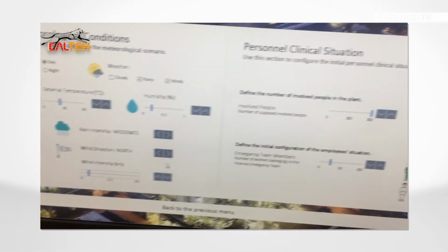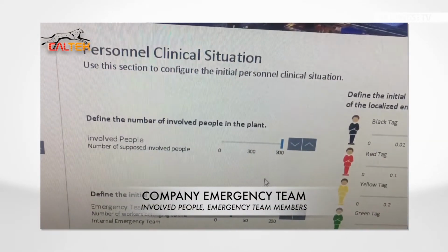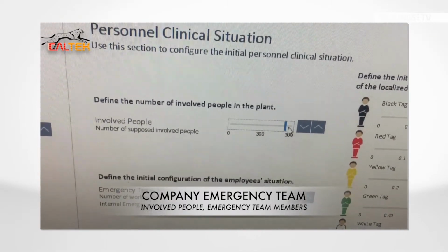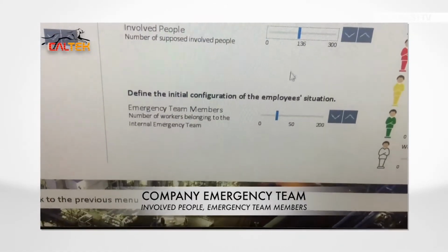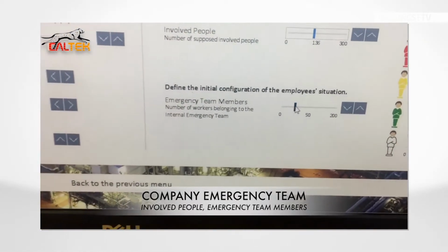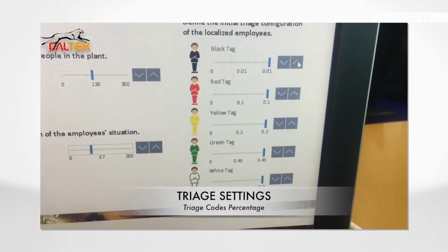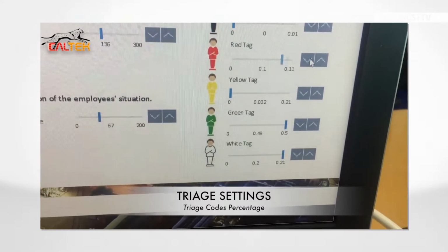And we are still defining our scenario, even in terms of people involved, the number of injured people and people involved in the disaster. And by the way, as you will see in a few seconds, even in terms of initial triage, so how many black codes do we have? Hopefully no one. How many red codes, how many yellow codes, how many green codes, how many white codes.